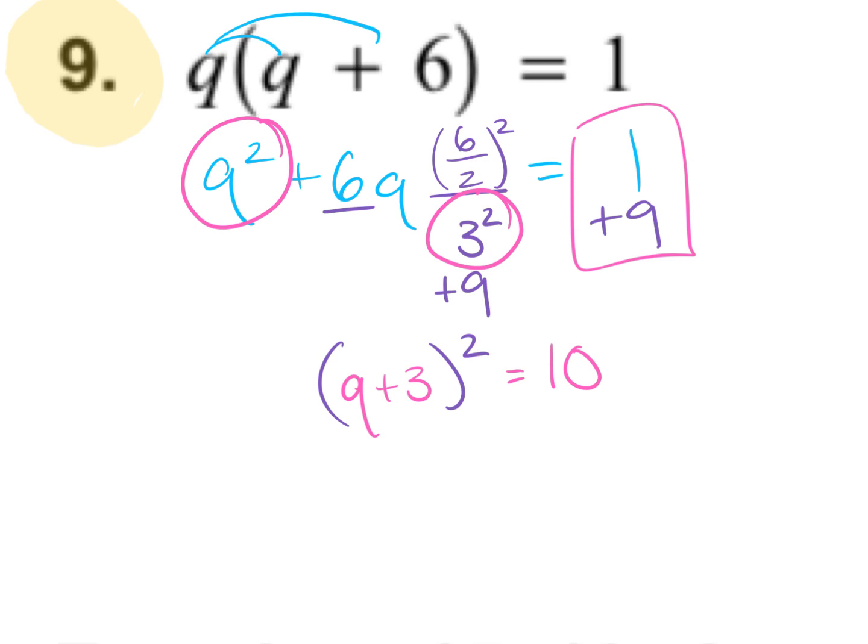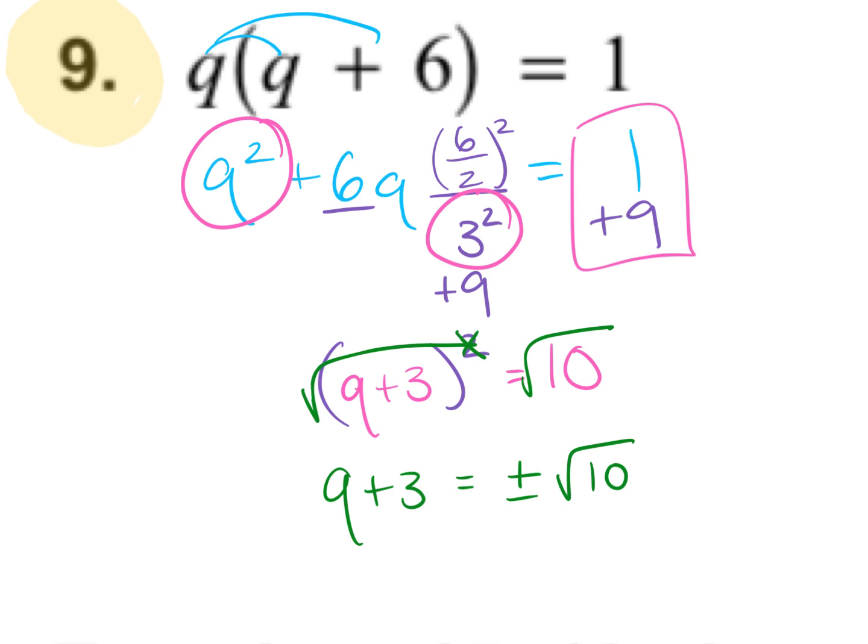What would we do next to solve? Square root both sides. We got to get rid of that squared, so we're going to square root. So I have q plus 3 is equal to, what is the square root of 10? Plus or minus square root 10. Let's just double check that we can't simplify the square root of 10. What are two factors of 10? 2 and 5. Do I have any pairs? No, so it doesn't simplify.